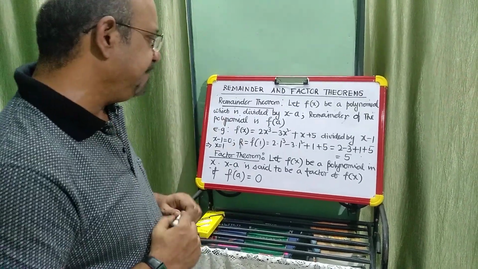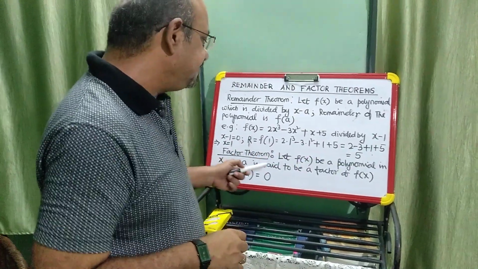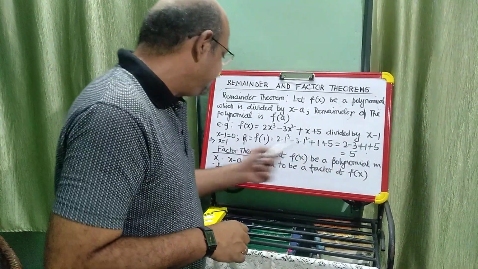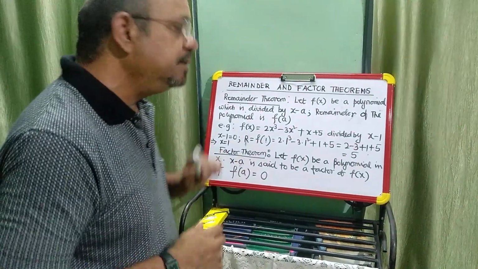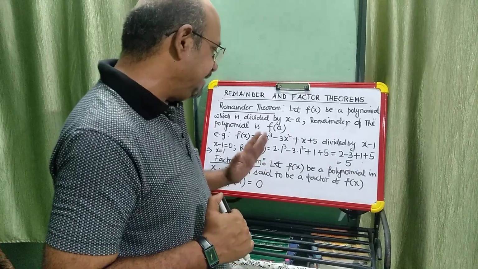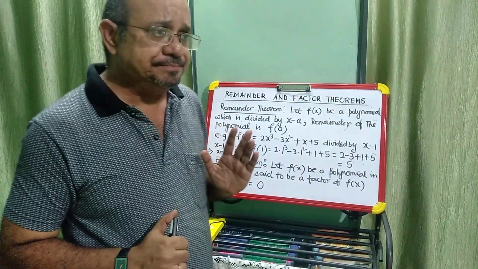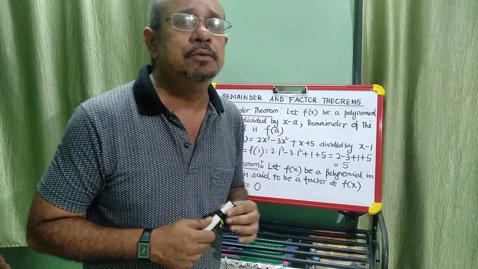This is the statement of the factor theorem. Let f(x) be a polynomial in x. x − a is said to be a factor of f(x) if f(a) is equal to 0. In order to understand the factor theorem, we have to first understand what a factor is. Very simple thing, you all know.